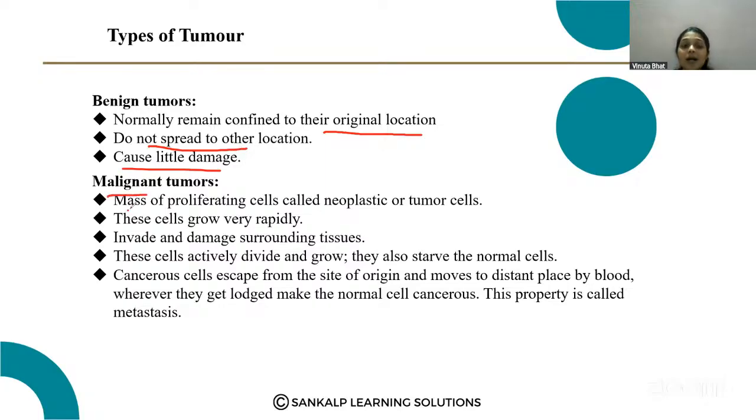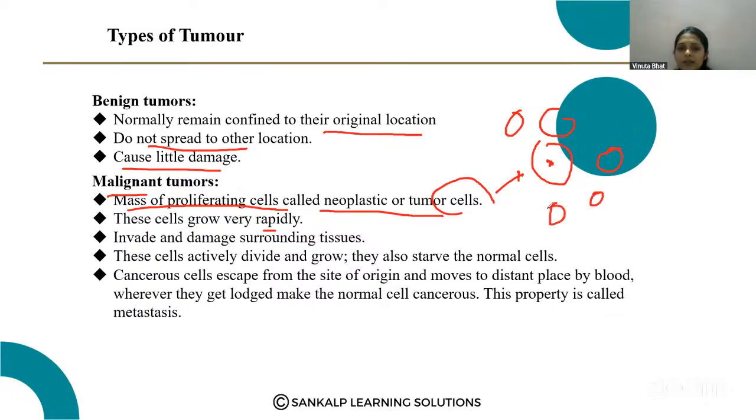Malignant means a mass of proliferating cells called neoplastic or tumor cells. They multiply in an uncontrolled manner, and these cells grow very rapidly. Just imagine this is the cancer cell. It invades the surrounding cells also, damaging them, and these cells actively divide without any restriction.